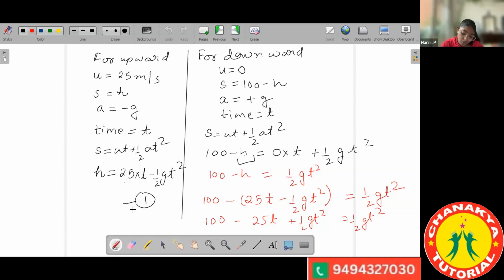Sir, I got 92.2. How much? 92.2. Okay. So here all of you can substitute the value and obtain the value of height. By using the value of g as 10, you will be getting the value of h to be 20 meter. So I hope everyone has got the answer.